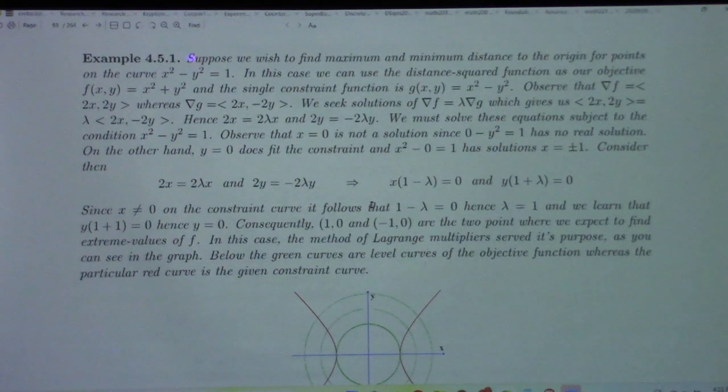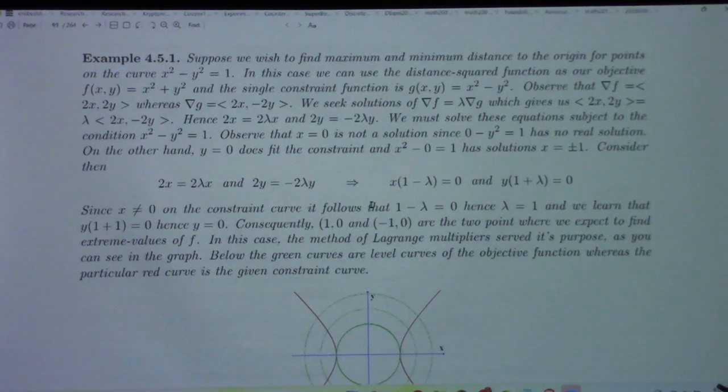We wish to find the minimum and maximum distance to the origin for points on the curve x squared minus y squared equals 1. So first of all, before we even get into it, is there any hope to find points which are closest or furthest to the origin on the curve x squared minus y squared equals 1? Well, I think there are closest points because x squared minus y squared equals 1 is this hyperbola. So these are the points of closest approach. Is there a point which is furthest away from the origin on these hyperbolas? No. Certainly not.